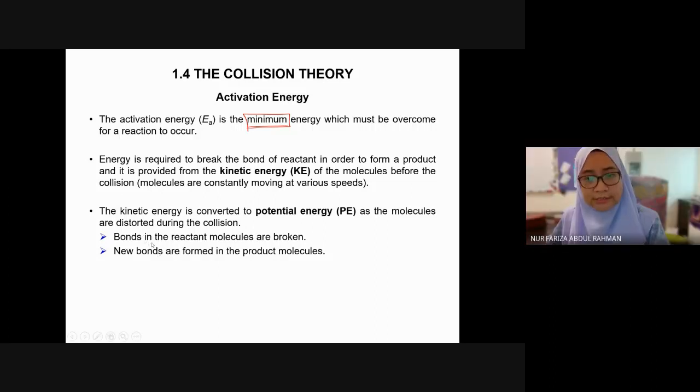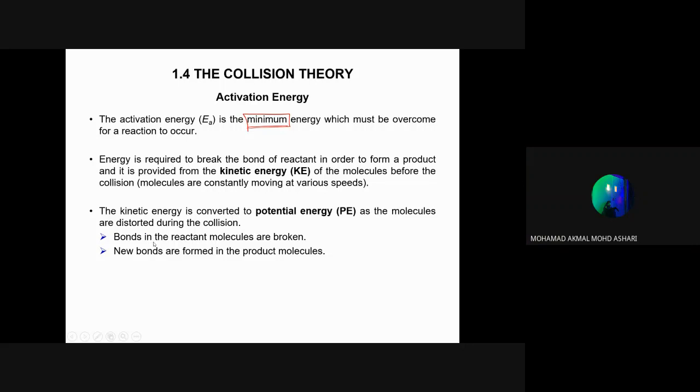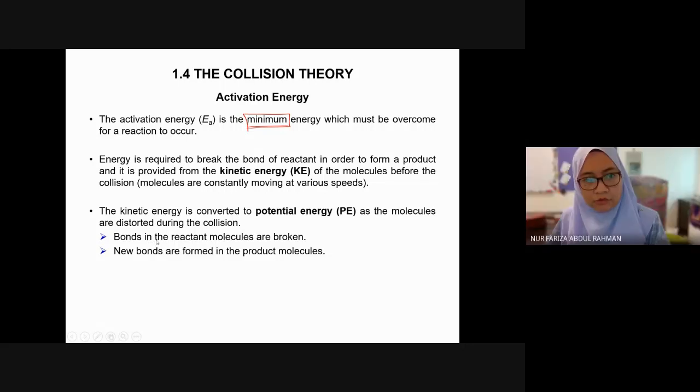Madam, bond, yes. Distorted basically means when they collide, the molecules are distorted during the collision. Meaning distorted as in it's no longer the same as the original one. It's either it forms product or it breaks and joins back. That is what it meant by distorted. But in this case, distorted is like they produce product. So it's no longer the same as the original one. That is the meaning of distorted.